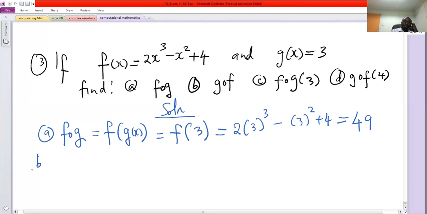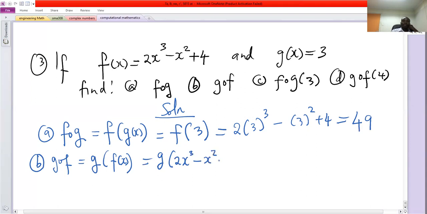And then B, g composed with f means g becomes the function, f becomes the input. It will be g of f of x, which is g of 2x cubed minus x squared plus 4. Now, how does function g operate? You give it any input x, it will always give you a constant 3. So regardless of the input we are giving g, it will always give us a constant 3. So this remains 3.